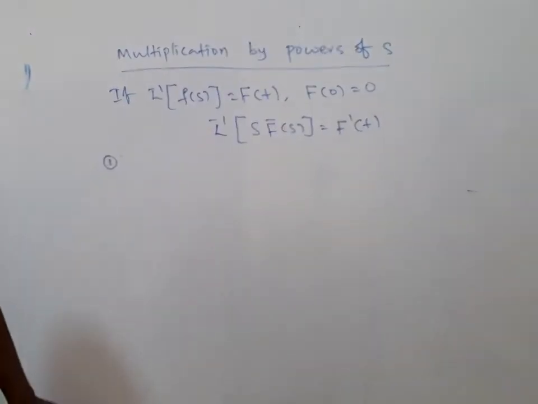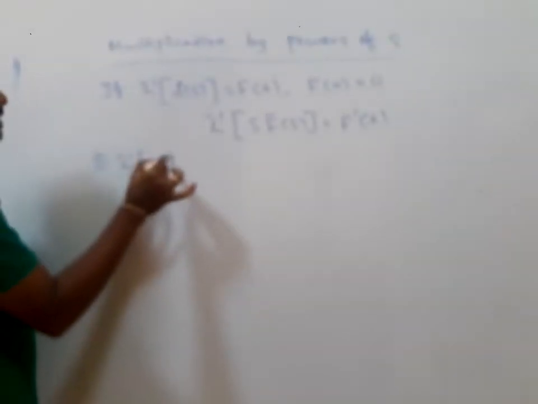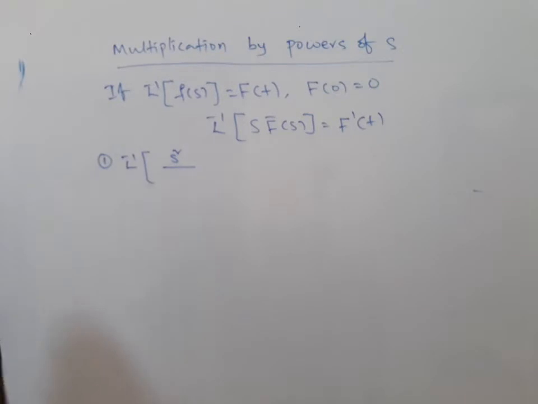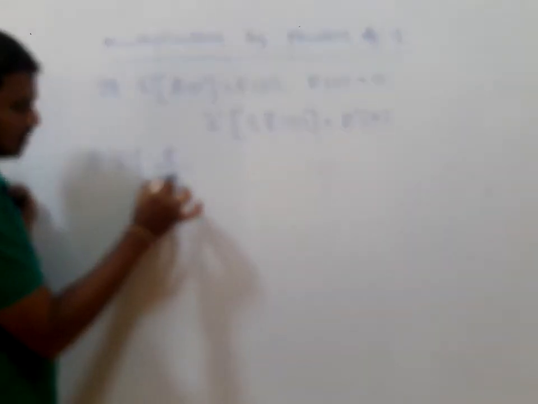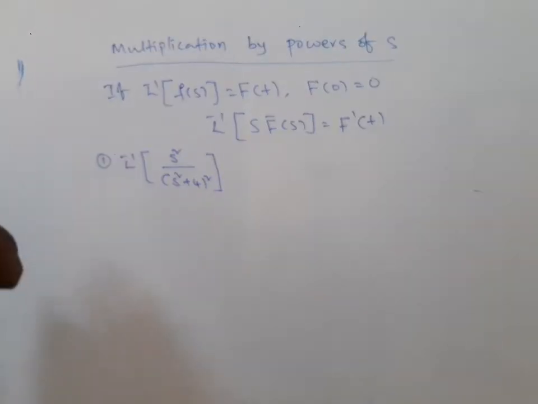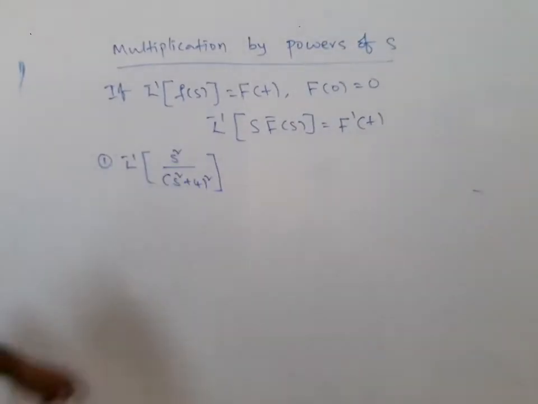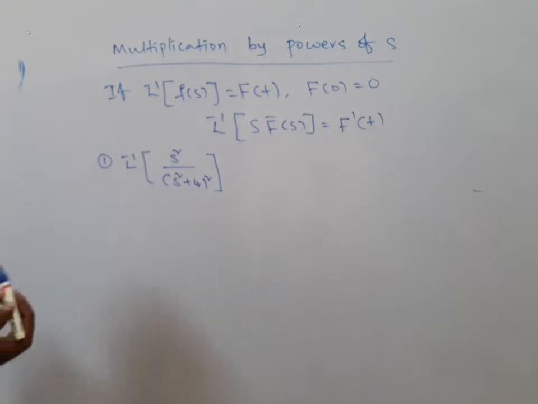Evaluate L inverse of s square divided by (s square plus 4) whole square. I think we've taken this type of problem in the previous class: L inverse of s square divided by (s square plus a square) whole square. In this way we may find this one.